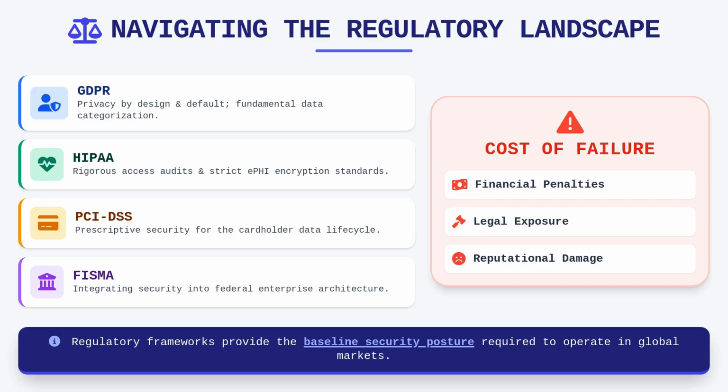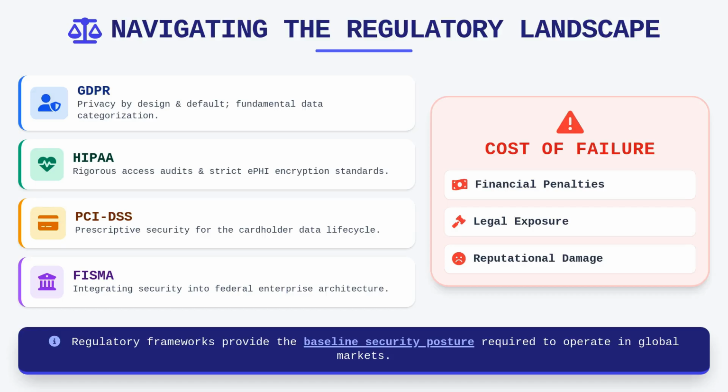When we look at regulations such as the General Data Protection Regulation, GDPR, we aren't just talking about privacy. We're talking about a fundamental shift in how organizations categorize, track, and protect personal data by design and default. Similarly, the Health Insurance Portability and Accountability Act, or HIPAA, imposes strict controls over electronic protected health information, requiring rigorous access audits and encryption standards that go far beyond standard IT practices. For those dealing with transactions, the Payment Card Industry Data Security Standard, or PCI DSS, acts as a prescriptive set of requirements to ensure cardholder data is secure throughout its entire lifecycle.